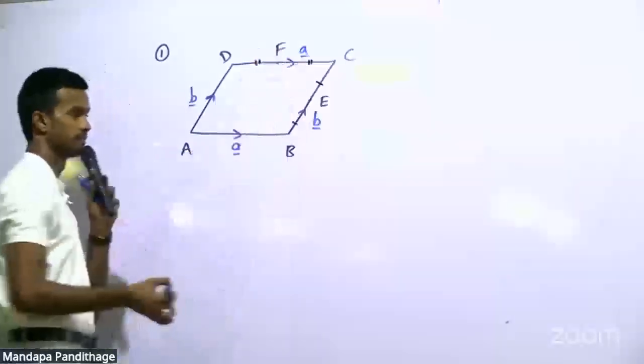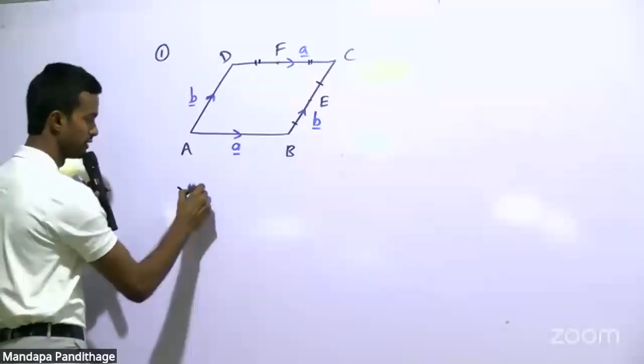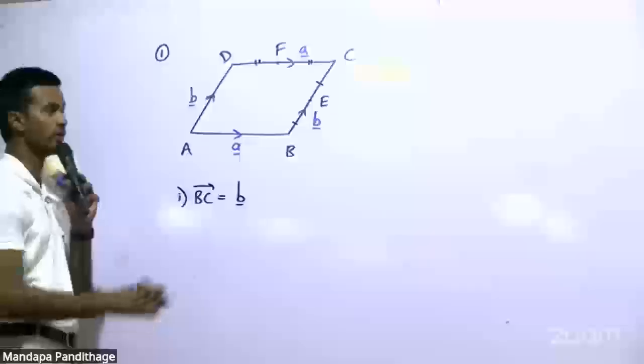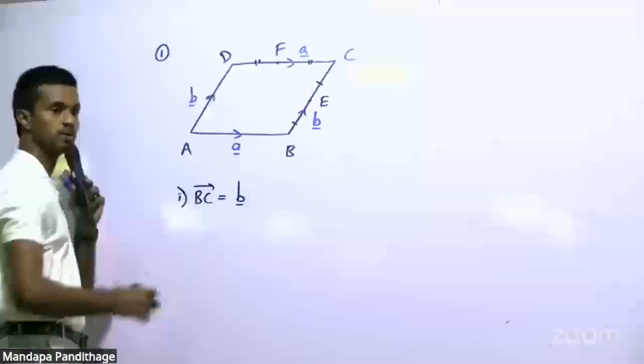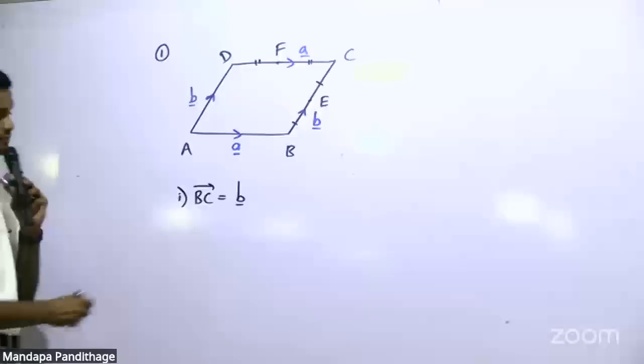So first question is BC. It's directly what you have written. You can just write BC is equal to B. That's all. You don't have to mention these two are parallel, equal inside. It's equal to B. And then we have CD.